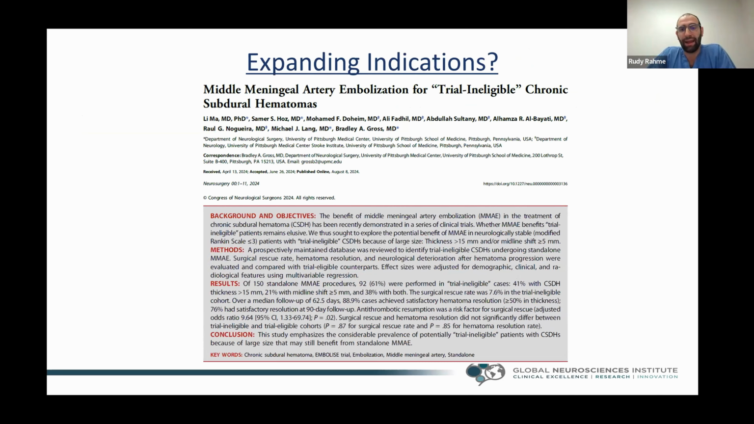So as with every new technique, new technology, we have very limited indications to start with. We're still nervous. We want to do it in very specific patients, and then slowly we'll start expanding our indications. And this is one such paper. They looked into the radiographically trial-excluded patients, and these are patients who had more than 50 millimeters in thickness of their subdural hematoma and more than 5 millimeters of midline shift.